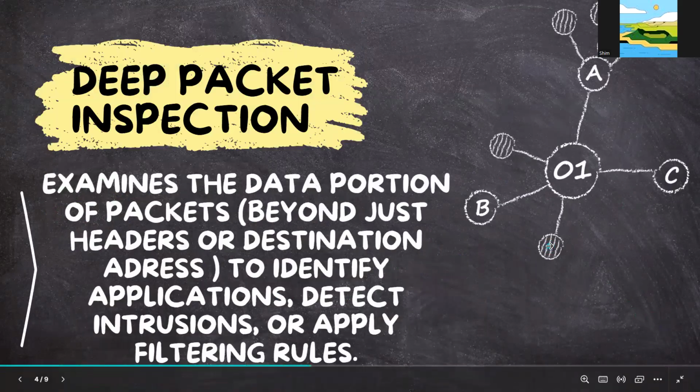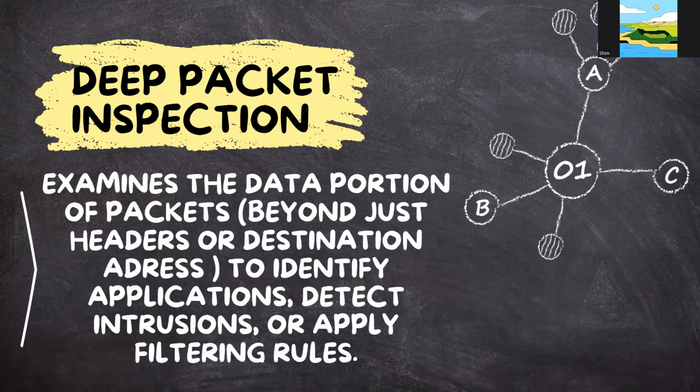So, what is deep packet inspection? Deep packet inspection examines the data portion of packets. Normally when data packets are sent to, let's say, routers, they are only supposed to read the headers, otherwise known as destination addresses. But in deep packet inspection, the routers read the data portion of packets, and it is used to identify applications, detect intrusions, or apply filtering rules.